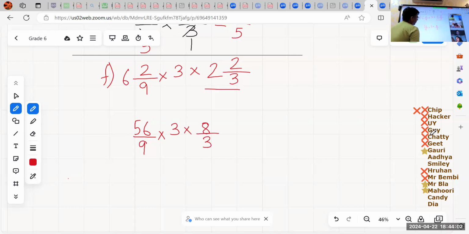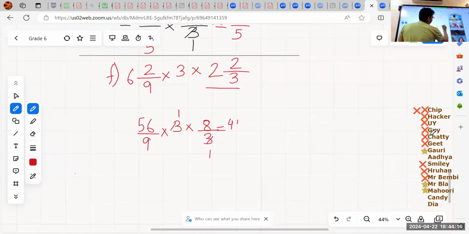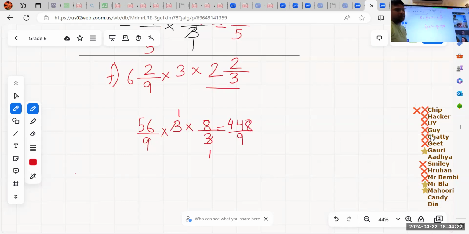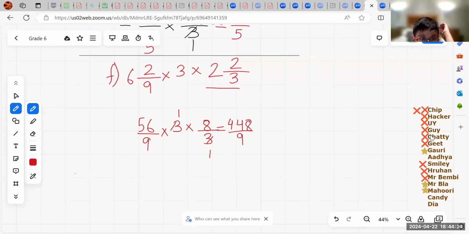So then we can cut 3 and 3. Anything else we can cut? No. So I will get 448 by 9, which you can convert into a mixed fraction. How do we get 49? 56 upon 9. I did 9 sixes are 54.